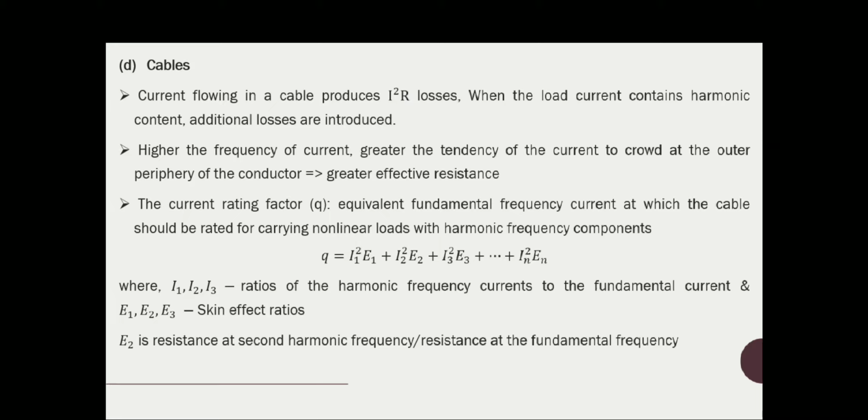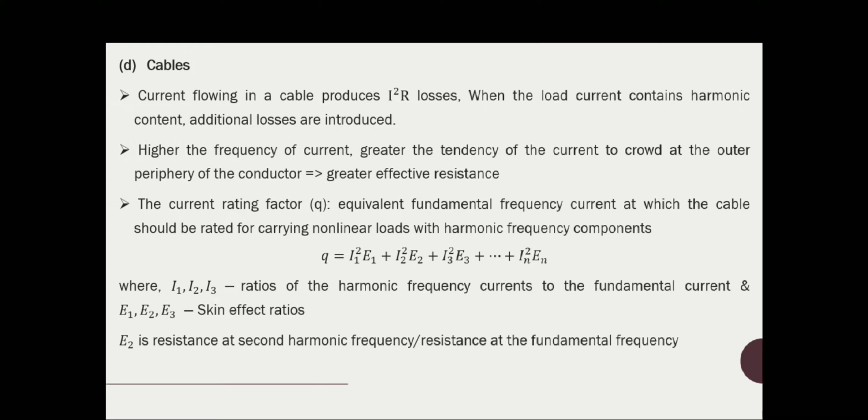So you can represent this as Q, which is equal to I1 square E1 plus I2 square E2 plus I3 square E3 plus etc., up to In square En, where I1, I2, I3 are the ratios of harmonic frequency current to the fundamental current, and E1, E2, E3 are the skin effect ratios.